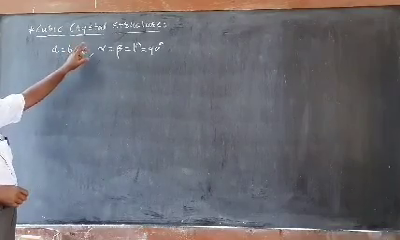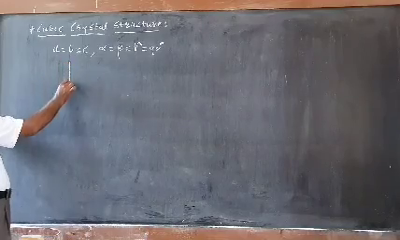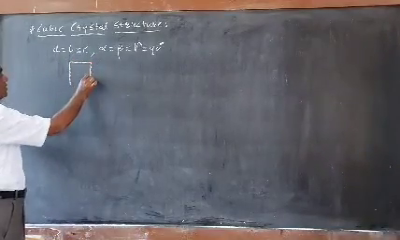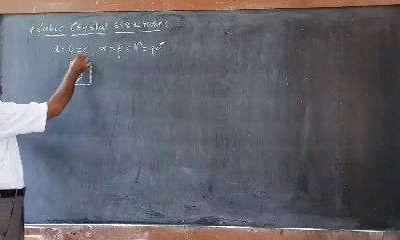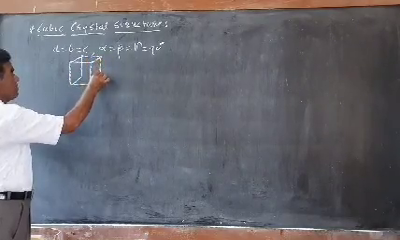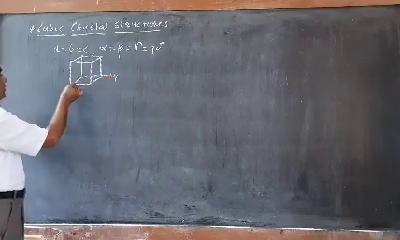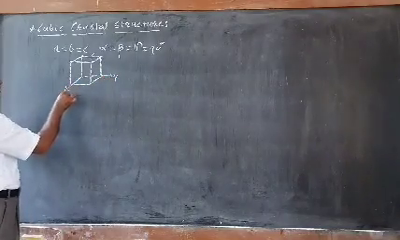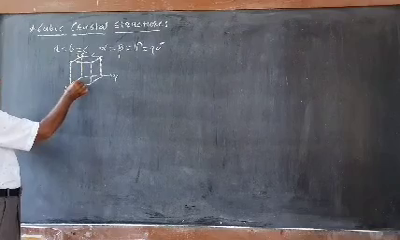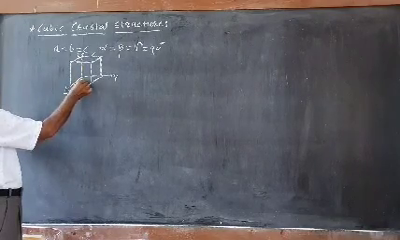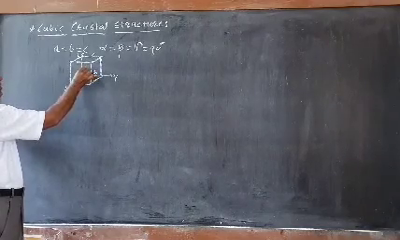Once you know the cubic crystal structure or the cubic unit cell, it can be drawn like this. Here this is the cubic unit cell in 3 dimensions. Here the y direction, this is the x direction, and this is the z direction. Along the x-axis, the length of the unit cell is A. Along the y direction, the length of the unit cell is B. Along the z direction, the length of the unit cell is C.